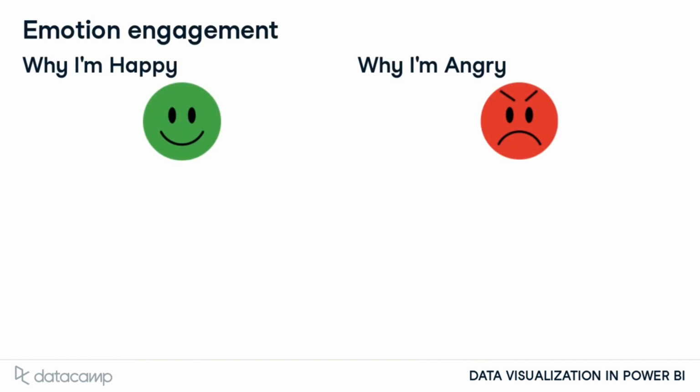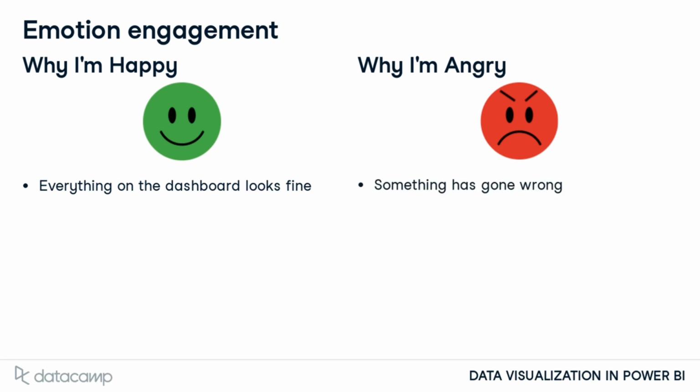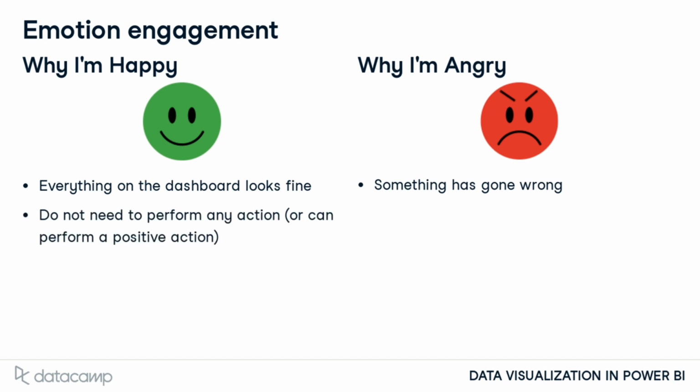Let's look at two specific emotions, happiness and anger. Users are happy because everything looks fine. The sales pipeline is full of great prospects. The machinery is in top order, or we have the best players in the league. Users are angry because something has gone wrong, which is obvious from the dashboard. Happy users don't always need to act, which makes them even happier. Angry users are angry in part because they now need to do something.